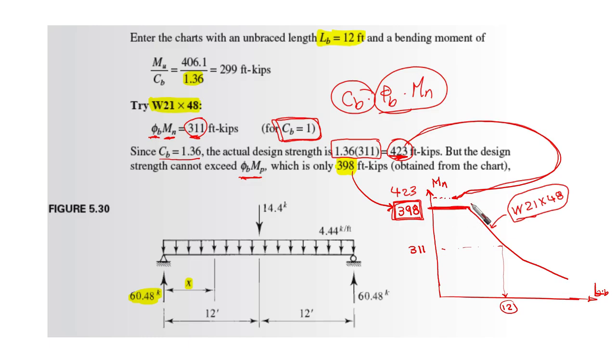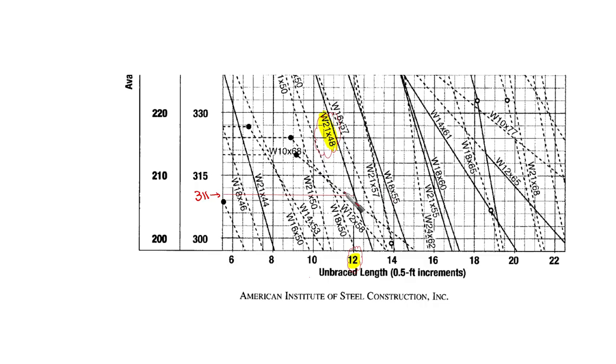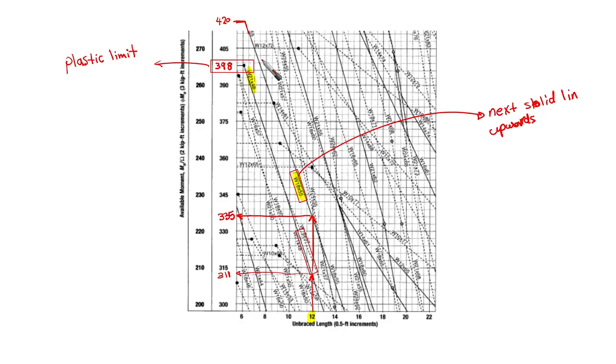Okay, if we go back, this is the line here, but we cannot see where it ends. Yes, here it ends. So this is W21 by 48, the solid line here, and this is the horizontal line. This is the plastic limit. We cannot use this one because our capacity is going to exceed even 398.